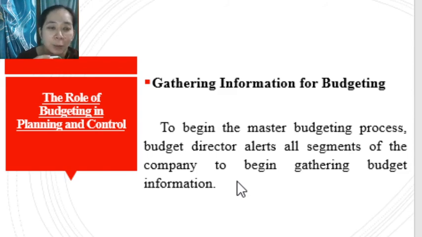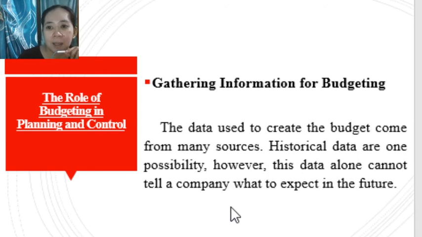Here, normally, we will begin with the master budget process. Master budget means this is the budget made for the whole year. The director will alert all the segments or departments of the company to begin gathering the budget information, or they will prepare their budgets for the month or for the whole year. And then they will collate it. The data used to create the budget comes from many sources.